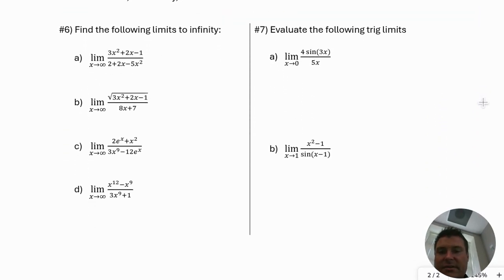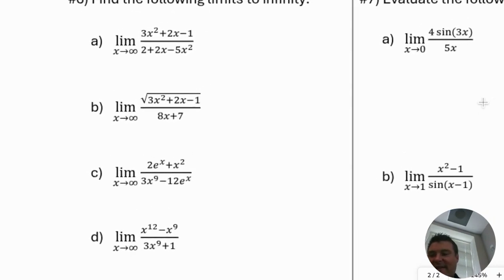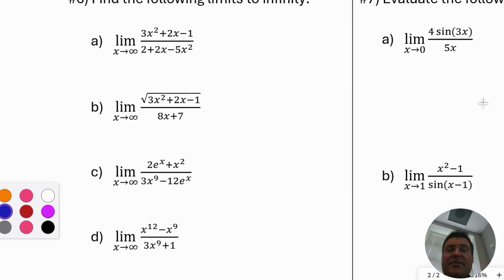Moving on down here to number 6. Find the following limits at infinity. So as I do these, I might do these a little bit differently than what your teacher does. What I do for values at infinity is for every ratio problem, I try to find out what's growing the fastest on the top versus just the bottom.